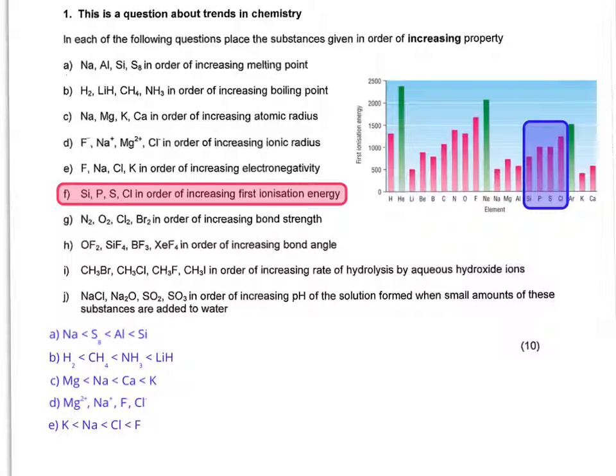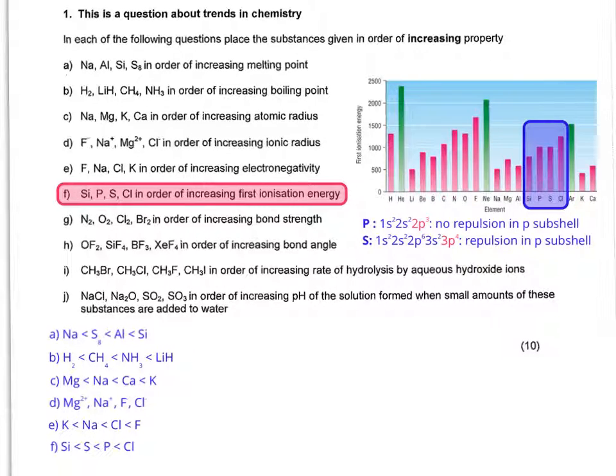the correct order already. But between phosphorus and sulfur, you need to have a little think about why they're so apparently similar, but they want you to try and discern between them. So looking a bit more closely at the arrangement of electrons in the p subshell, you can see there's repulsion in the p subshell in sulfur, which means that that would reduce its ionization energy, making it easier to remove an electron from the orbital where the repulsion is taking place. So that gives us silicon, followed by sulfur, followed by phosphorus, followed by chlorine.